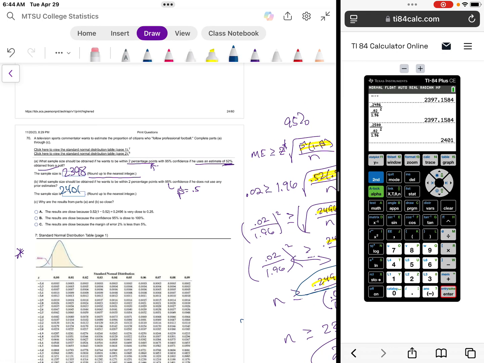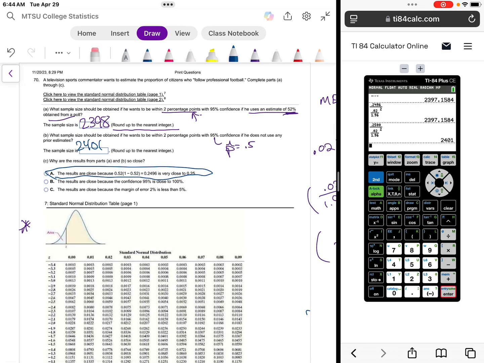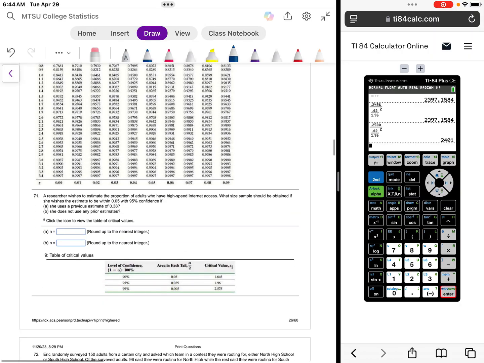So there's our choice here. Those are very close to 0.25. That's the one we want to choose. All right, let's keep going.